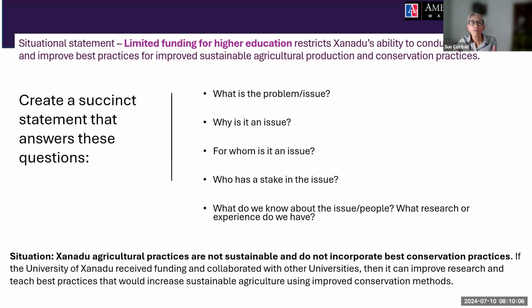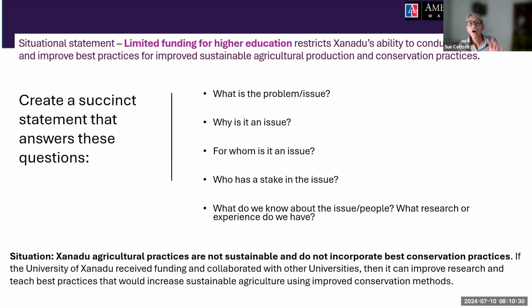So let's talk about a situational statement. The idea is that you're creating a short statement that answers the following questions. What is the problem or issue? Why is it an issue? For whom is it an issue? Who has a stake in the issue? And what do we know about the issue and the people? What research or experience do we have?